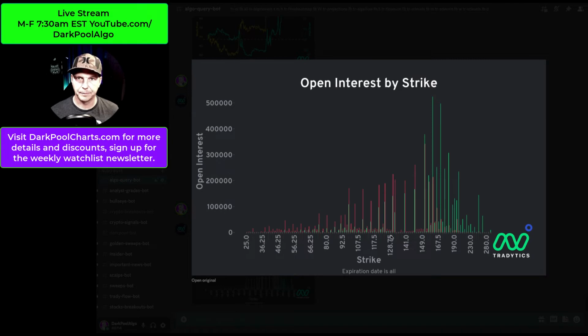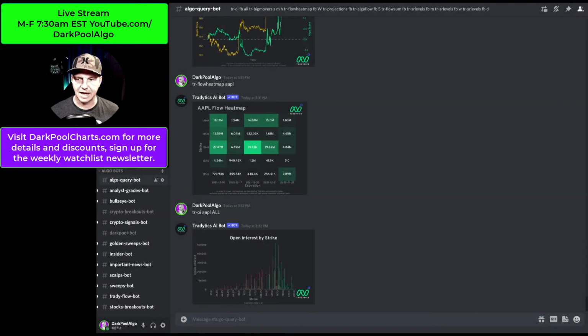Okay, so looking at the open interest by strike, this is another way to look at what's called max pain. Maximum pain is where the open interest for the call and the put meet, and it looks as though the max pain for Apple is currently at like the 150 strike, because there's the most buy and sell orders. So 150 Apple at max pain, right?